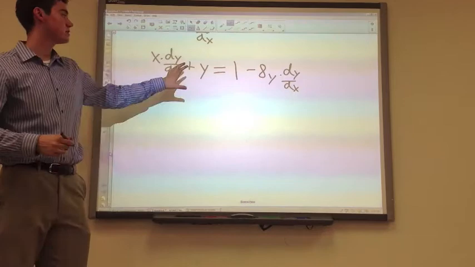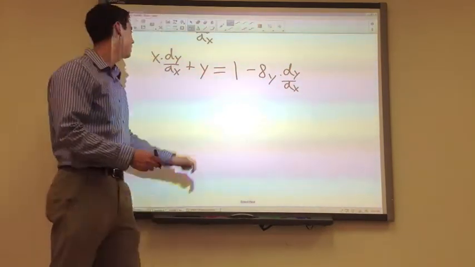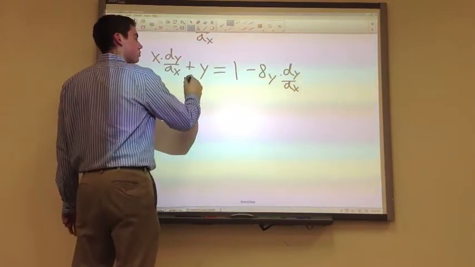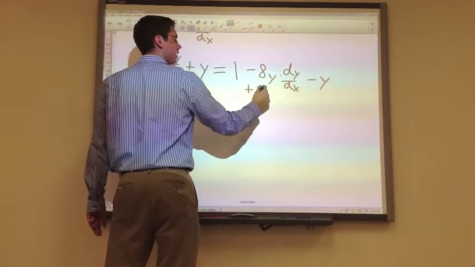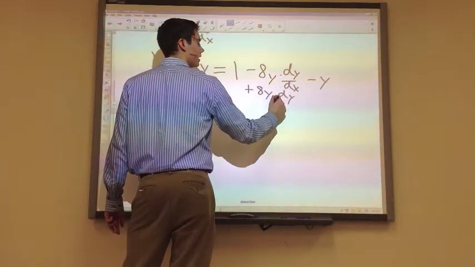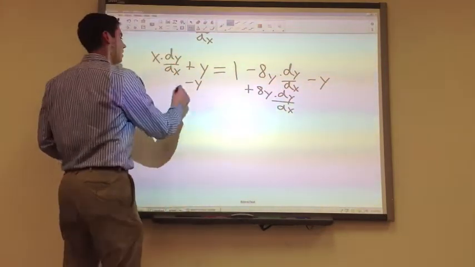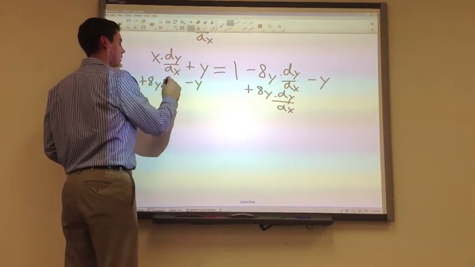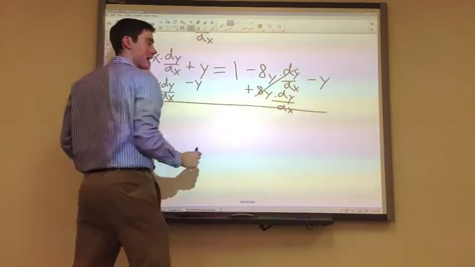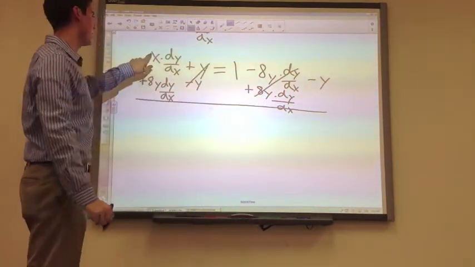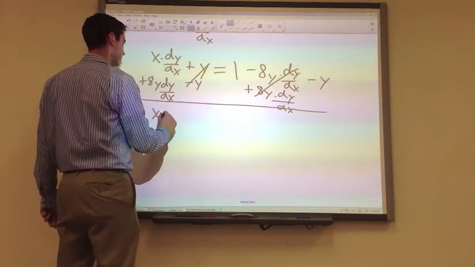And now what I'm going to do is simplify the problem because I want to solve for the derivative dy/dx, which is the change in y over the change in x. So I'm going to go ahead and subtract y from both sides. And I'm going to add 8y times dy/dx to both sides. These are just expressions. They may look complicated, but they're just expressions. And so I'll go ahead and add 8y dy/dx to both sides. This cancels, this cancels, and I'm left with x dy/dx plus 8y dy/dx.